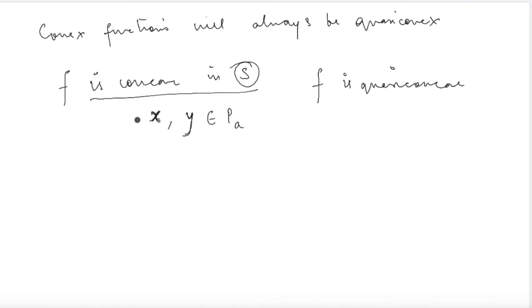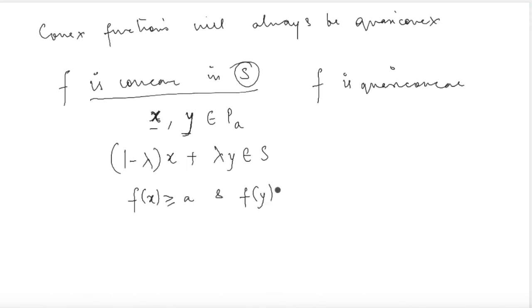And then we can say that if x and y belong to set S, because set S is a convex set, we can say that (1 minus lambda)x plus lambda y will also belong to set S. And because x and y belong to this upper level set, we can say that f of x is greater than or equal to a and f of y is also greater than or equal to a. Because x and y belong to the upper level set, this condition has to hold true.